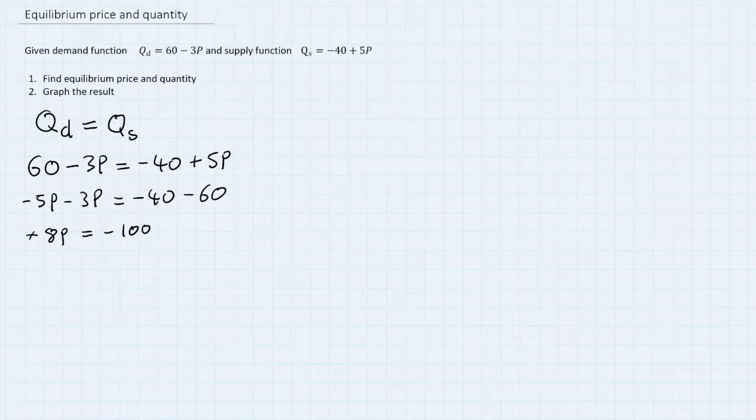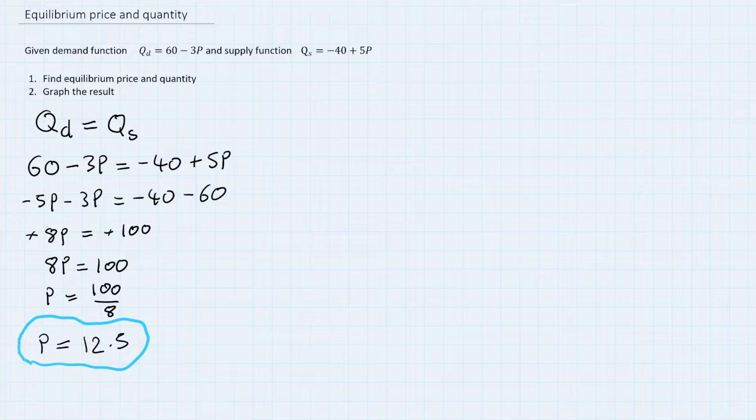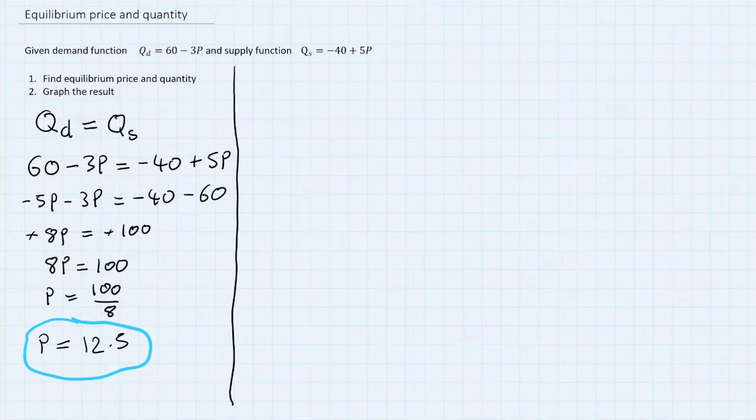Now we can get rid of the negative signs by multiplying by -1 or just removing them, which leaves us with 8p equals 100. Finally, we can make P equal to 100 over 8, which of course equals 12.5. And just like that, we've found the equilibrium price. Now we can take our equilibrium price and put it back into either the quantity demanded or quantity supplied equations to find that equilibrium quantity, which is the second part of our question.